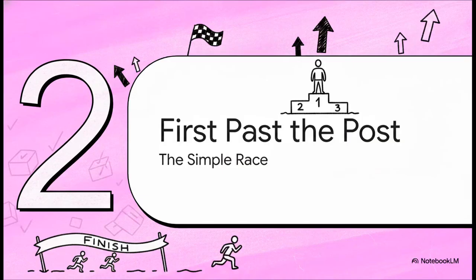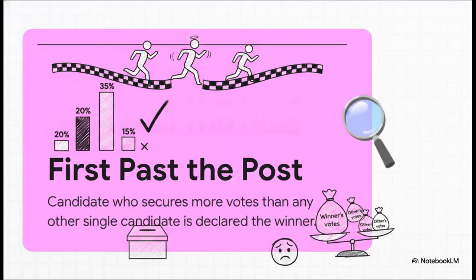Section 2. First past the post. This simple race. Now, in the first past the post system, sometimes called the plurality system, it's quite literally a simple race to the finish line. The single candidate who is just ahead of the others, the one who crosses that winning post first, is the winner. Simple enough, right?